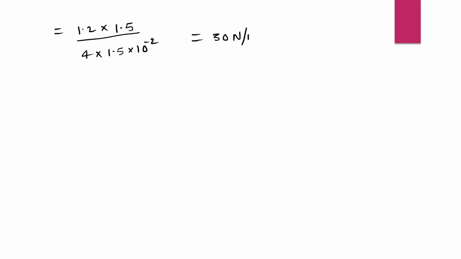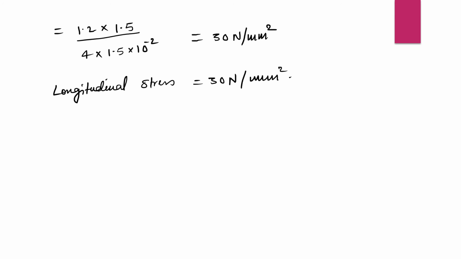30 Newton per millimeter square. That means longitudinal stress value will be equal to 30 Newton per millimeter square. One thing you have to always keep in your mind. Here the unit of pressure is in Newton per millimeter square. That's why the unit of circumferential stress and longitudinal stress also will be in Newton per millimeter square.